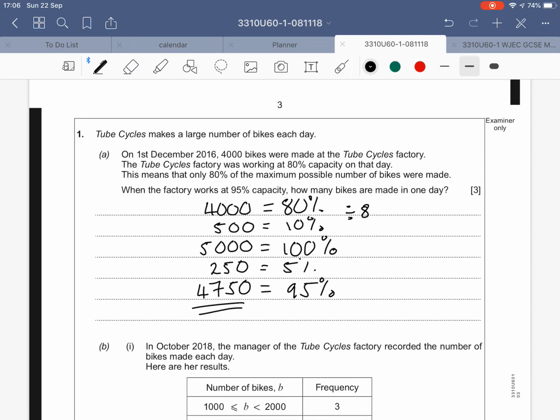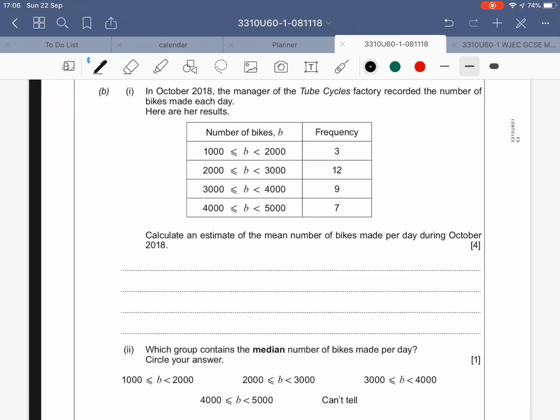So on your calculator, you could have just done 4,000. You could have divided it by 80% to get 100%, and then times that by 95% to get 95%. So a quick way on calculator.